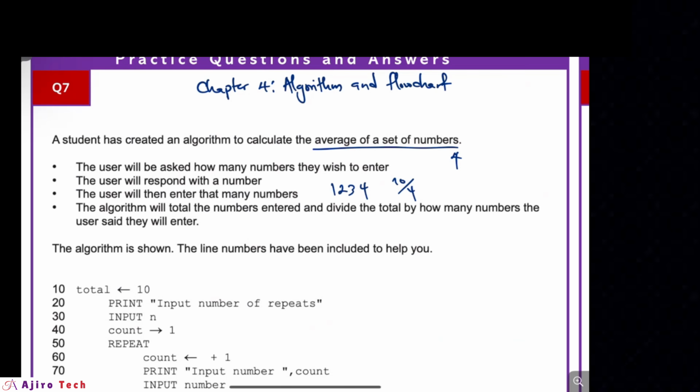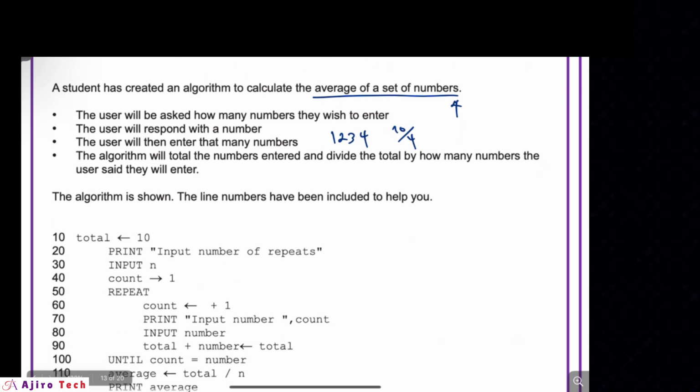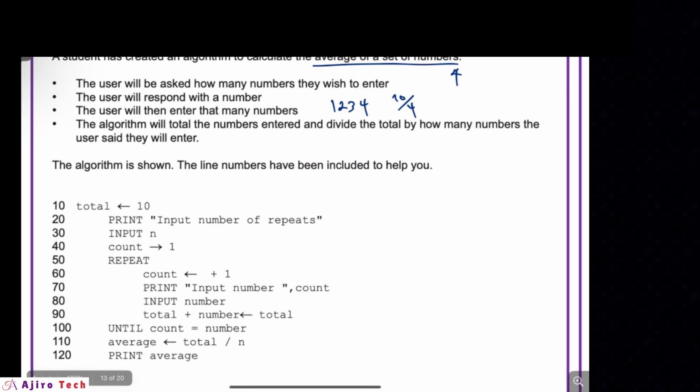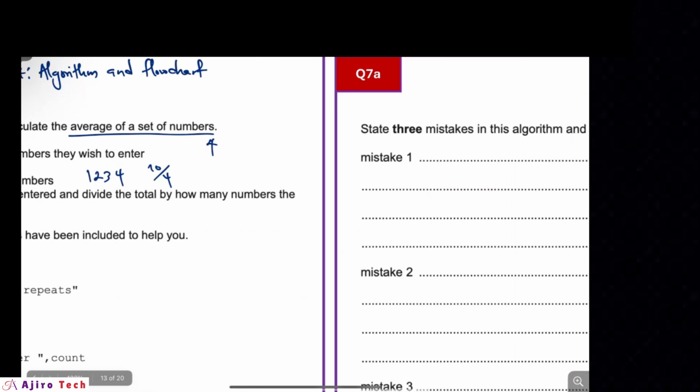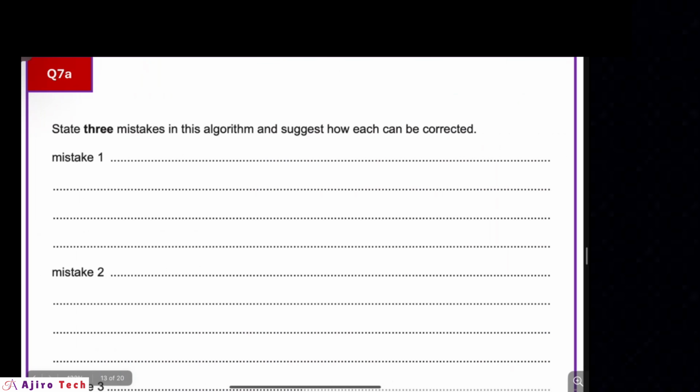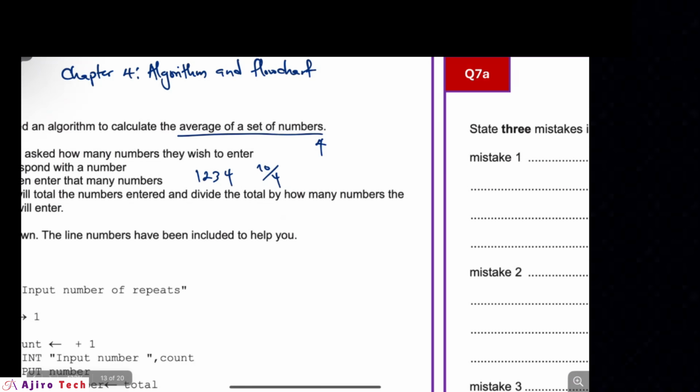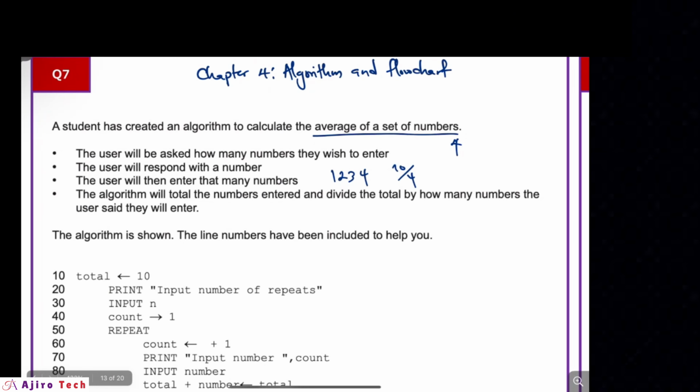Now, the algorithm is shown. The line numbers have been included to help you. So let's start with, they said, okay, state 3 mistakes in this algorithm and suggest how it should be corrected. Let's look at this. Line 10 already is wrong. Why is it wrong? No number has been entered yet, right? So why are we having 10?